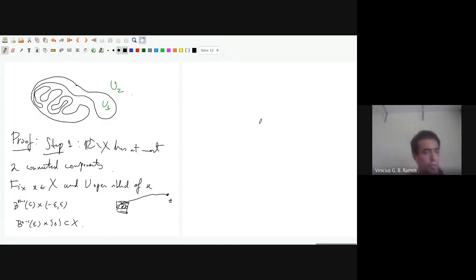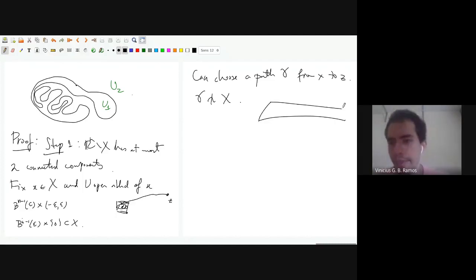So how do we do that? We know that Rn is connected, so we can choose a path gamma from X to Z. Without loss of generality, we can assume that this gamma is transverse to X. So if this is my X, here's little x, and here's Z, I can maybe choose a path like this. Every time it intersects X, I want it to be transverse. Okay, so we can definitely choose that.